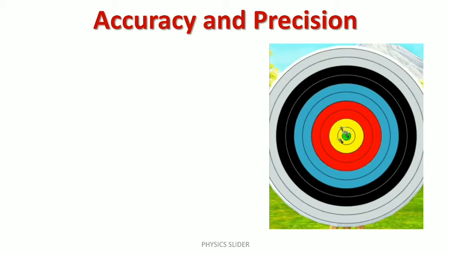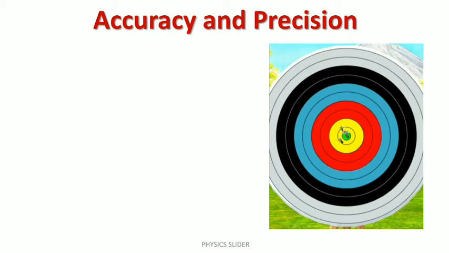And the second thing, these arrows are repeating their values. All these arrows are nearby 10. We can see here a repetition. Both things we can achieve here. Here we can see the closeness to the bullseye and we can see the repetition of the arrows. So both things are implied here, accuracy as well as precision. This data is accurate as well as precise.